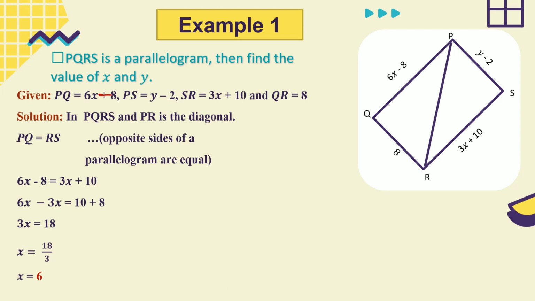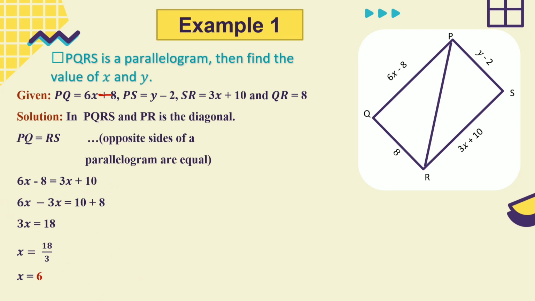And PS is y minus 2. SR is 3x plus 10 and QR is 8. Solution. So PQRS is a parallelogram and PR is a diagonal. So PQ will be equal to RS. If we take PQ is equal to RS, PQ is 6x minus 8 is equal to 3x plus 10.